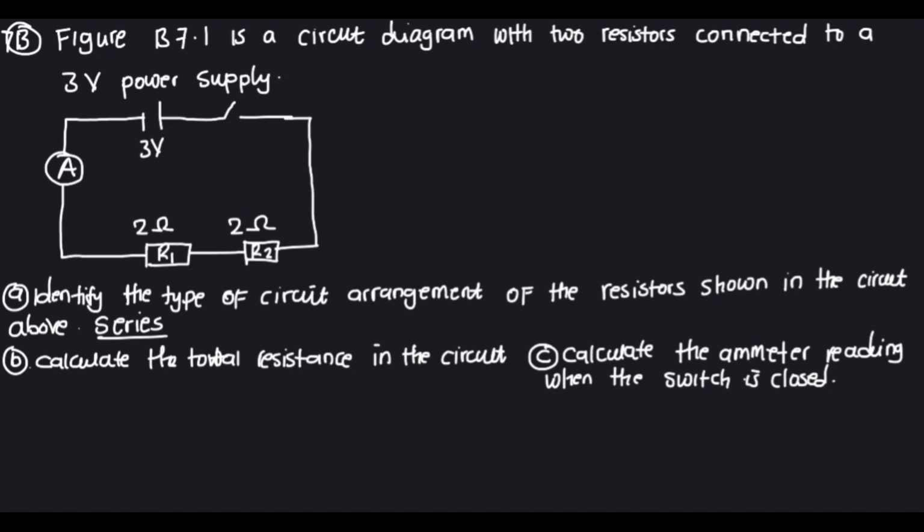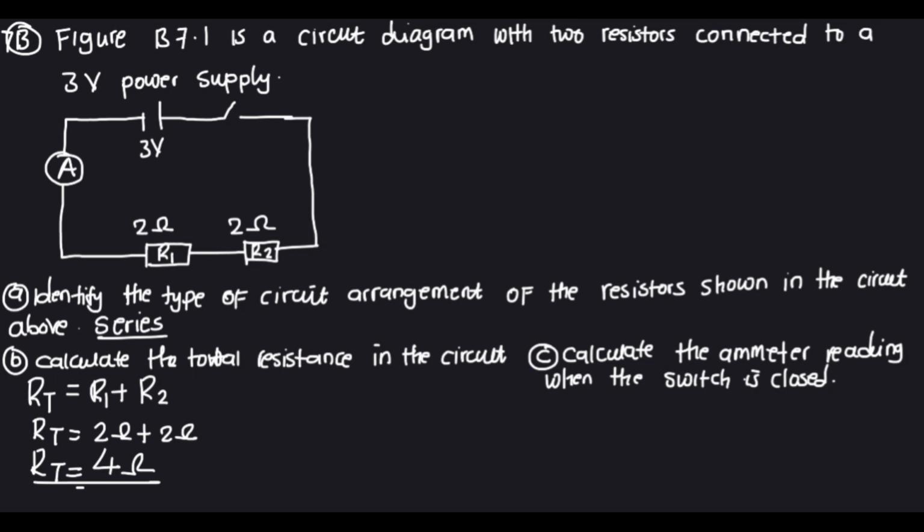Then let's move on from this question to question B. In question B, we want to calculate the total resistance in the circuit. So how do we calculate the total resistance, or the effective resistance or the combined resistance, given that the circuit is connected in series? The formula is very simple. You just have to add the two resistors that we have. So total resistance is equal to resistor 1 plus resistor 2. Resistor 1 is 2 ohms plus another 2 ohms here. So our total resistance is equal to 4 ohms.